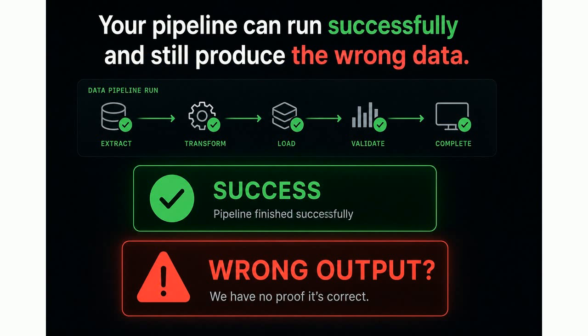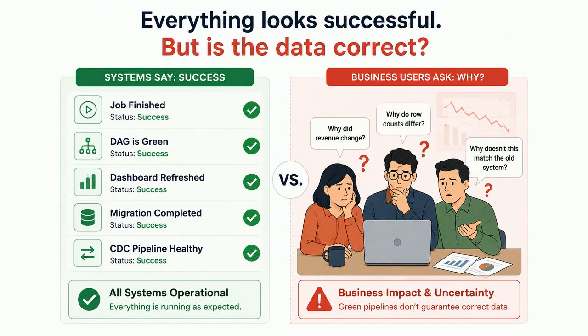Because here is the uncomfortable truth of our industry. Your pipeline can run successfully and still produce the wrong data. You know the exact feeling, right? The job finished, the DAG is perfectly green, the migration completed without a single error, and your CDC tool is flashing a healthy thumbs up. But all of that beautiful infrastructure success means absolutely nothing if the actual data it's spitting out is incorrect.